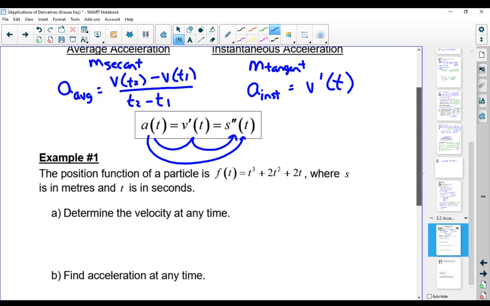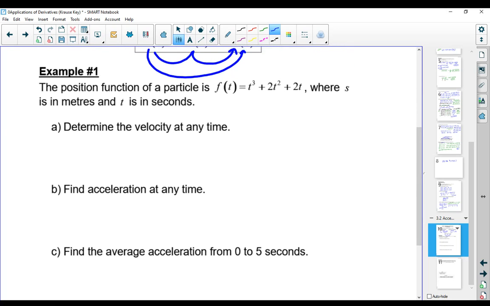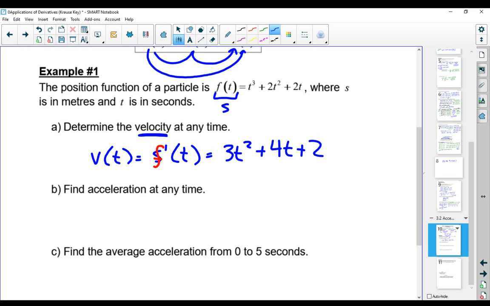So we just have a couple examples today to go through. Example number 1, the position function of a particle is given. S is in meters and T is in seconds. And if we want to figure out the velocity at any time, then we're taking the derivative of the position. So this is just like S that we used before. So velocity at any time is the derivative of the position. In this case, that's F prime of T, and that is 3T squared plus 4T plus 2.